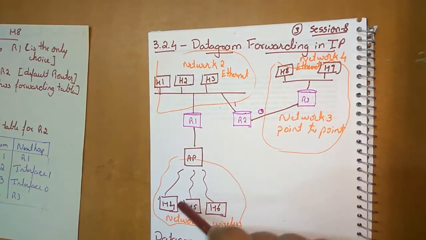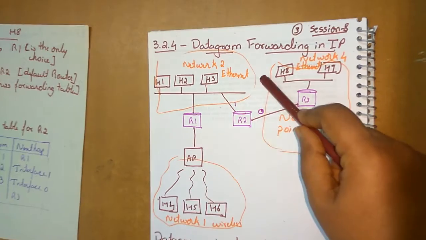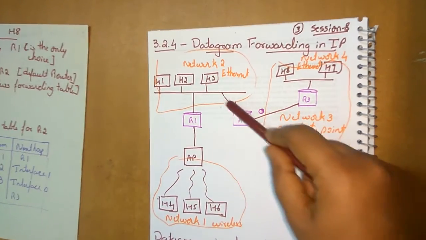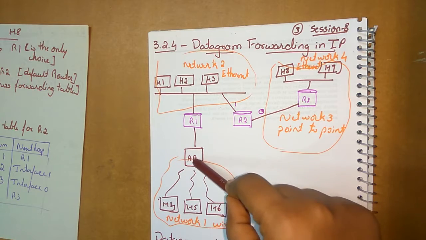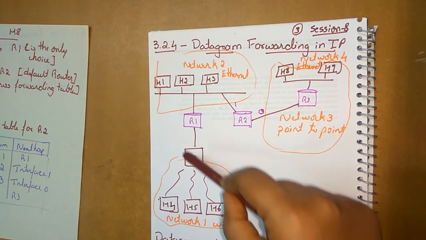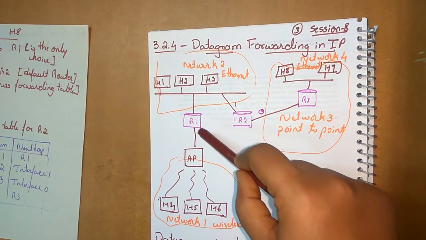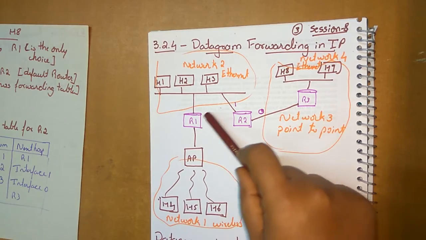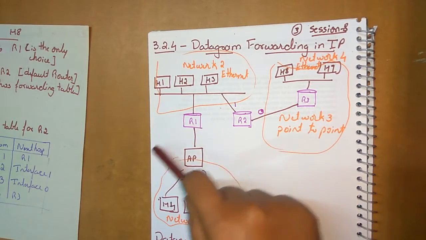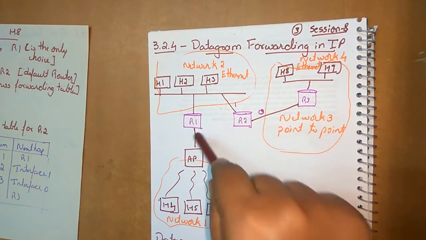Suppose I want to transfer from H4 to H8, which means I have to go through several networks. Where I have to go from the access point, AP being an access point, to the next place, that one we call the next hop. Then the router will guide you whether I have to choose this path or some other path. Like that, it will guide you to R1.